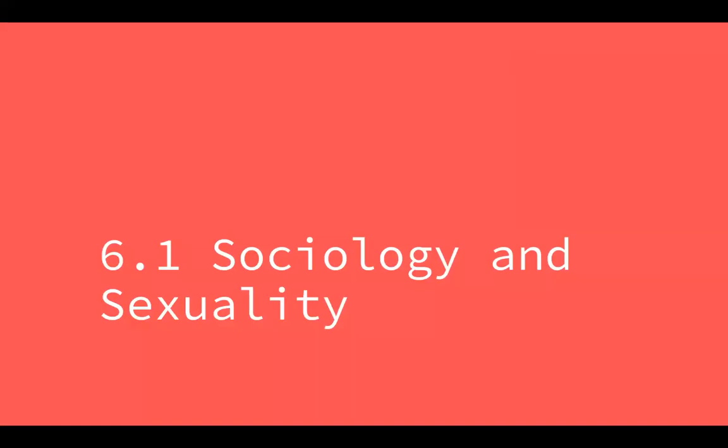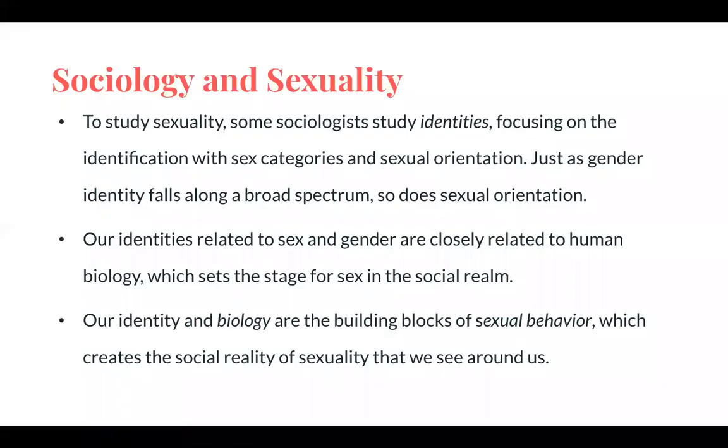So the first part of this chapter is very brief. It just discusses the sociological approach to studying sexuality. How we study it, why we study it. And so your book notes that for a lot of sociologists that study sexuality, they focus on identities, particularly how people identify with sex categories and sexual orientation, and how, especially if your sexual orientation positions you as being a sexual minority in society, sociologists will seek to understand how that impacts you, how that affects your daily life, how you're treated, how you're perceived in a variety of social institutions.